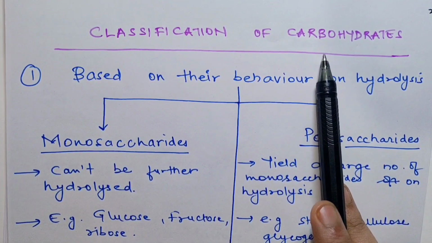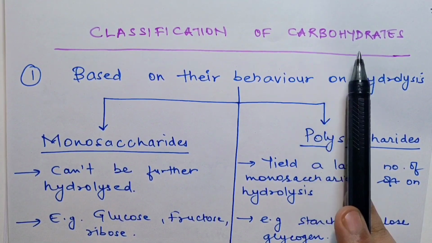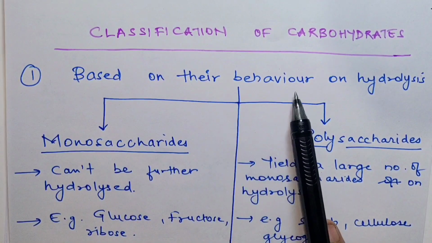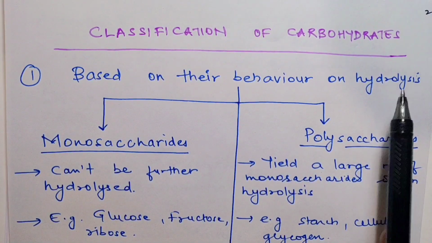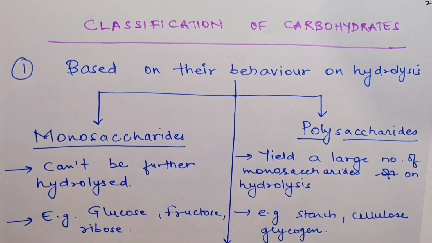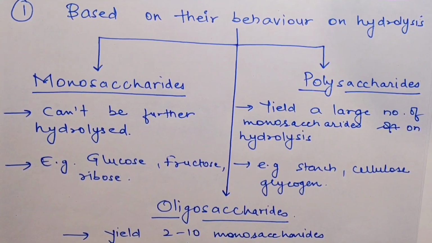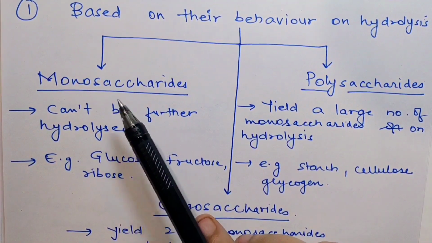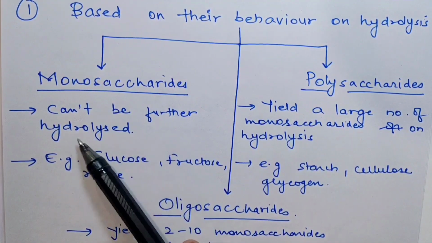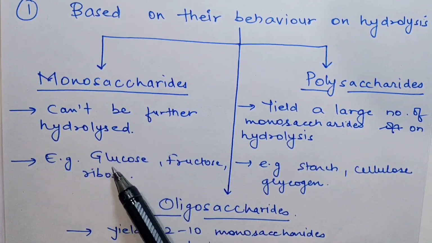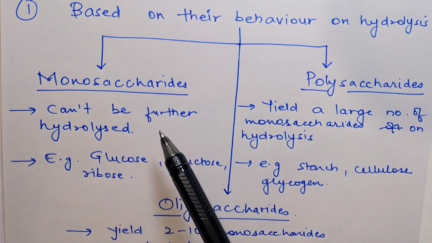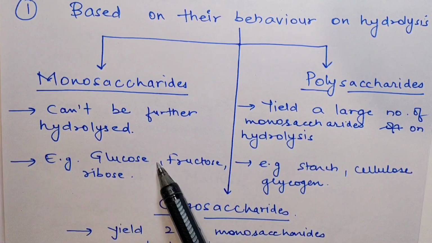Now classification always follows some basis. So based on their behavior upon hydrolysis, they can be divided into 3 categories: monosaccharides, oligosaccharides, and polysaccharides. Monosaccharides are single units. They cannot be further hydrolyzed. Examples: glucose, fructose, ribose, deoxyribose. They are single units.